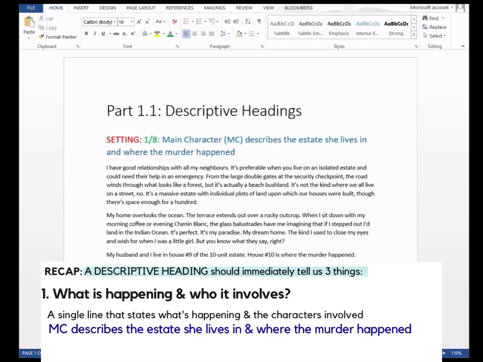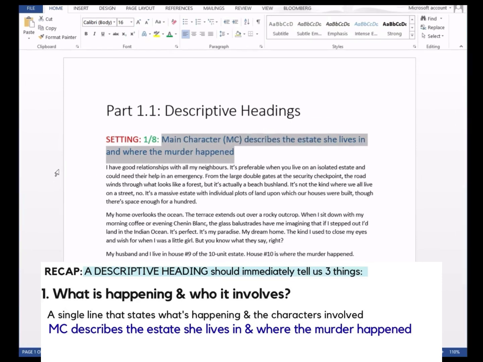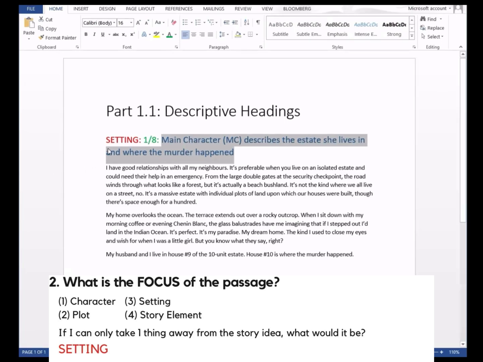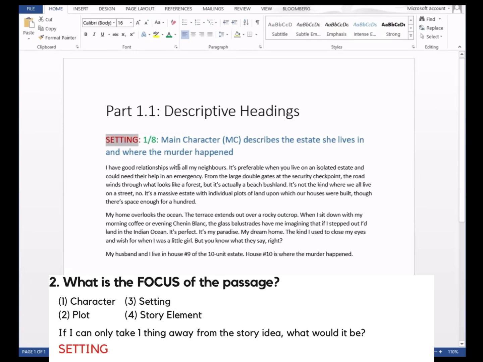But let's do a quick recap. We know that a descriptive heading should immediately tell us 3 things. The first is what's happening and who it involves, which is a single line that states exactly what's happening and the characters involved. For my idea, its main character describes the estate she lives in and where the murder happened. The second is, what is the focus of this passage? Is it about a character, the plot, the setting, or a story element? Another way to think about this question is, if I could only take one thing away from the story idea, what stands out the most? For my idea, it's the setting.